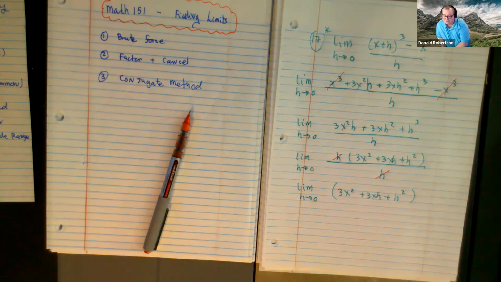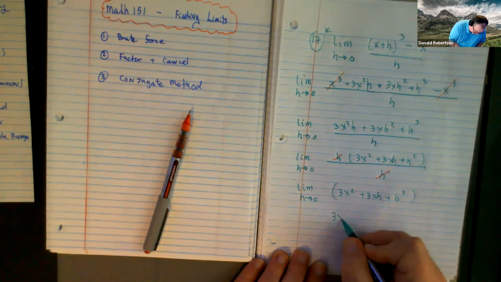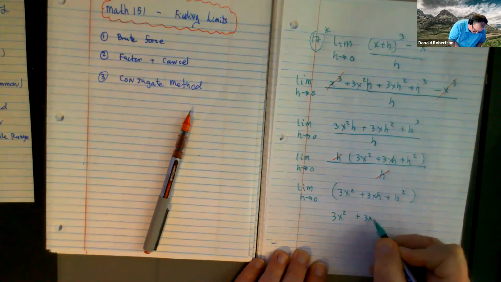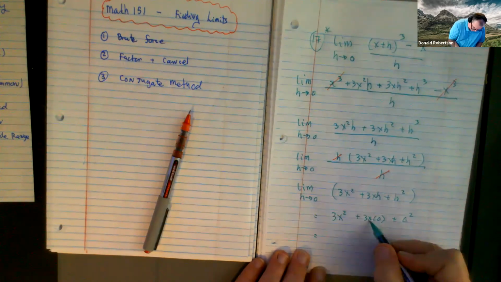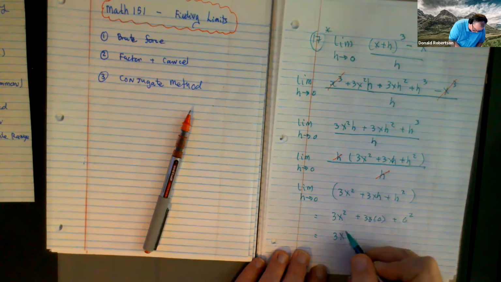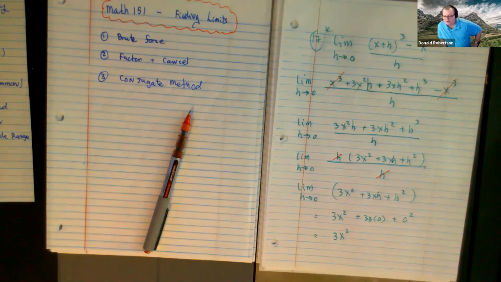Don't we just plug in h is 0 and see what pops out? So 3x squared plus 3x times 0 plus 0 squared. And that's nothing, and that's nothing. So guess what? There's your answer. 3x squared. Are we good with that question? Are we comfortable with what happened here?